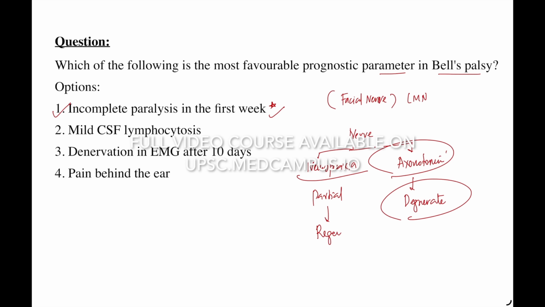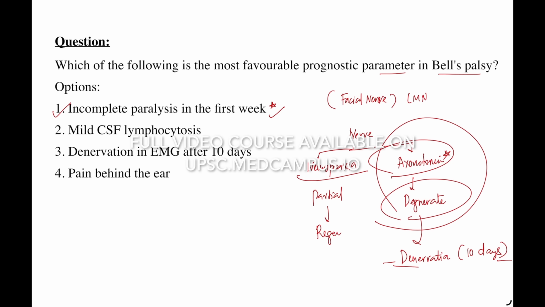But if there is axonotmesis, if there is cutting of the nerve, then denervation happens. So this denervation, it takes time for the nerve to degenerate, right? Because of the nerve cut. So these denervation potentials are detected by EMG only after 10 days. And if you see denervation in EMG after 10 days, it's a bad prognosis.